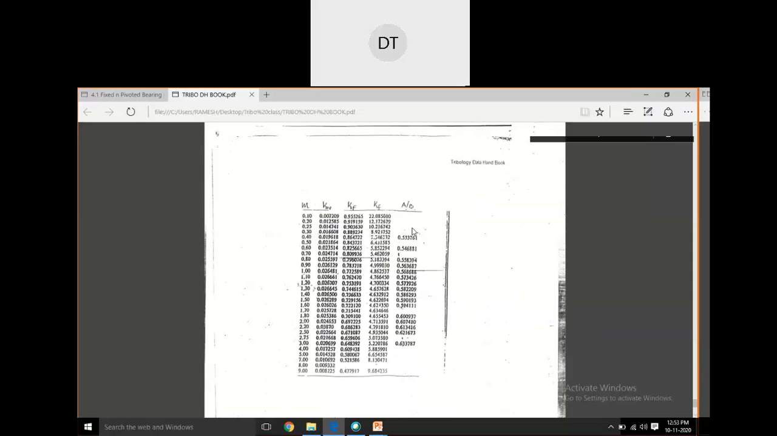Yes, this is a table where you get the values. If 1.2, this is Kf, small kf, as well as the center. Based on this value, just take 1, 1.5, or else 1, 1.2, like this you have to take the values. This is the table you have to refer.